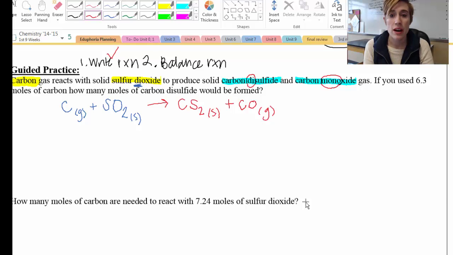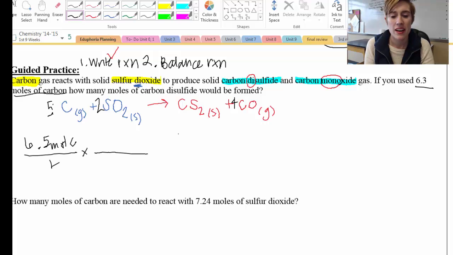I've written the reaction. Now I have to balance the reaction. It says that if I used 6.3 moles of carbon, that's my given. I'm going to automatically write that out. 6.5 moles of carbon. And now I have to think, what am I looking for? I'm looking for moles of carbon disulfide. So really, I have moles of A. I'm going to moles of something else. That means moles of B.